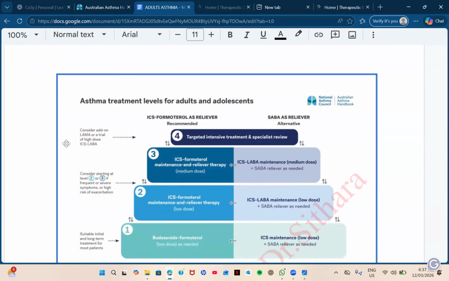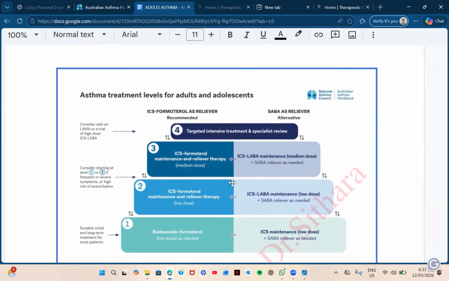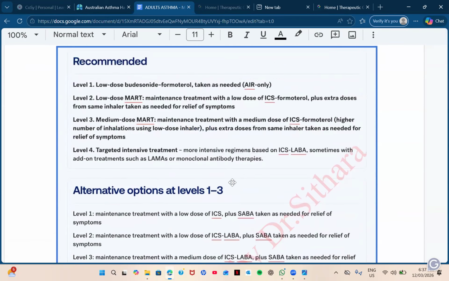Level 4: consider add-on LAMA or a trial of high-dose ICS LABA, right? So why?